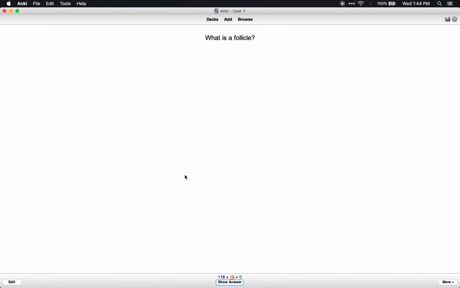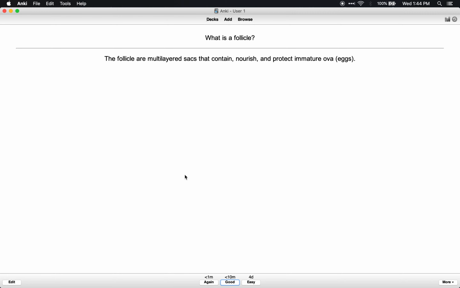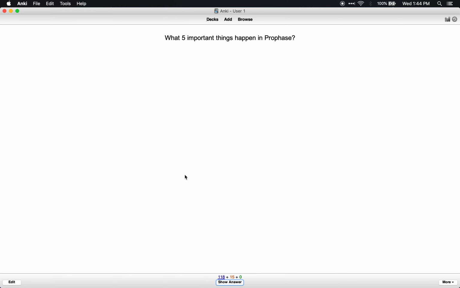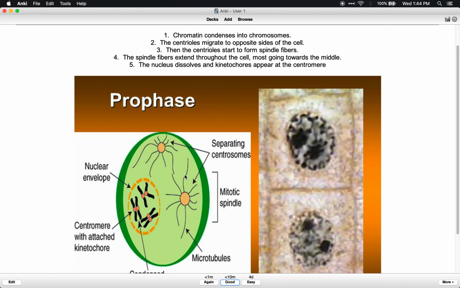What is a follicle? A follicle is a multi-layered sac that protects the ova, immature ova. What are the 5 important things that happen in prophase? Chromatin condenses into chromosomes. Centrioles migrate to opposite sides of the cell. Centrioles begin to form spindle fibers, and spindle fibers extend throughout the cell. The nucleus dissolves, and kinetochores appear at the centromere.